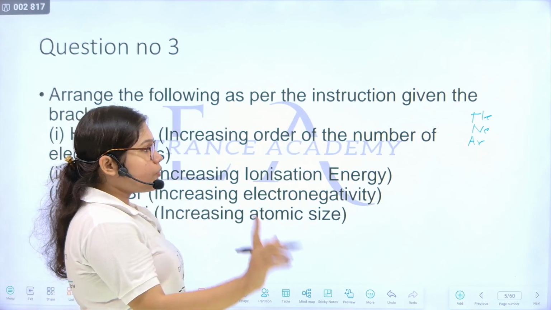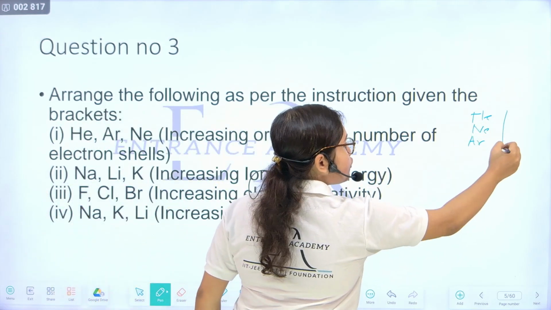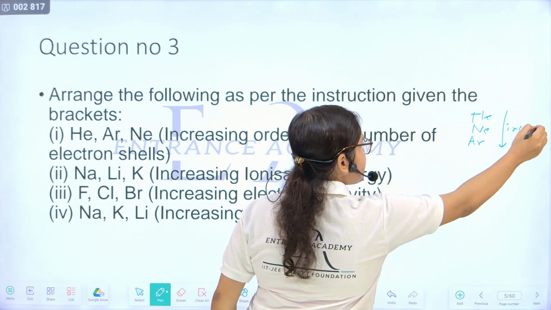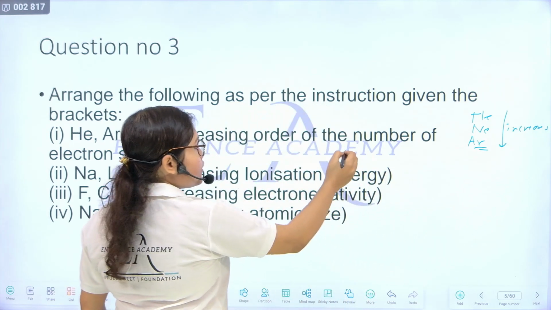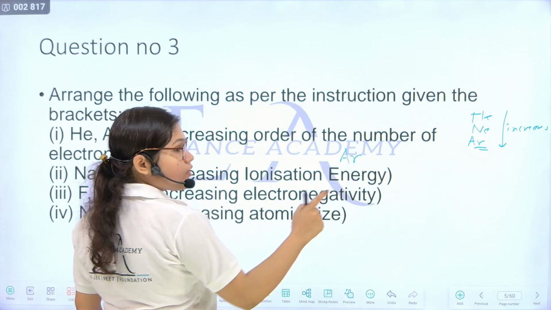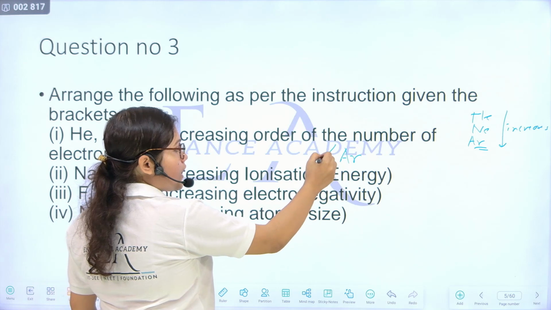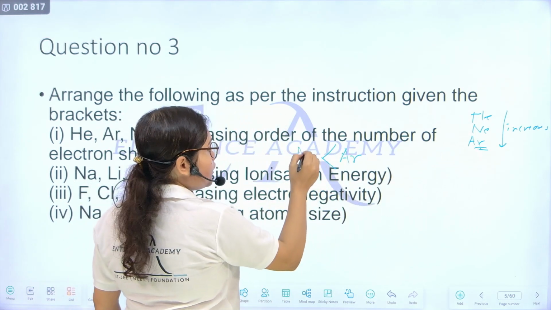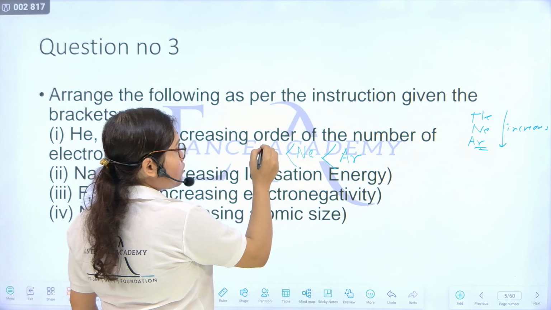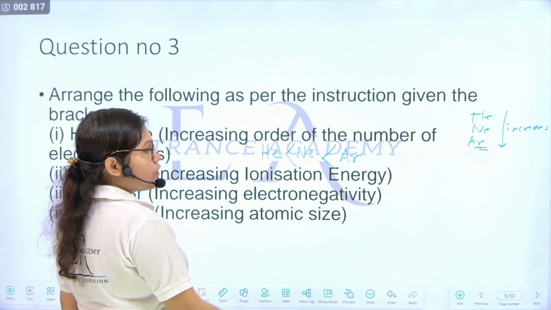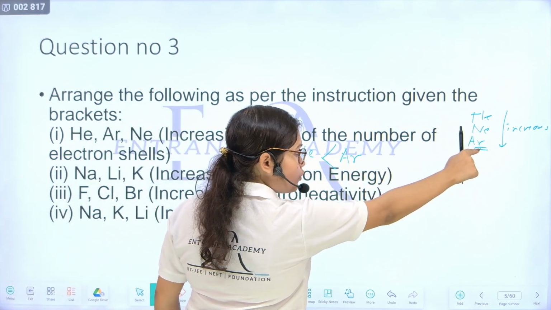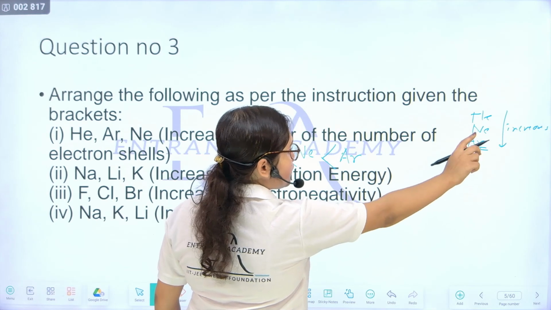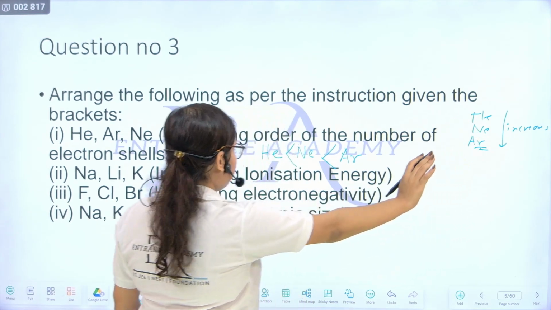Down the group, the number of shells increases. So maximum in argon. Because it is increasing order, you have to arrange those elements like this: argon maximum, then neon, helium. So the number of shells increases down the group. Argon has the maximum number of shells, and helium the minimum.